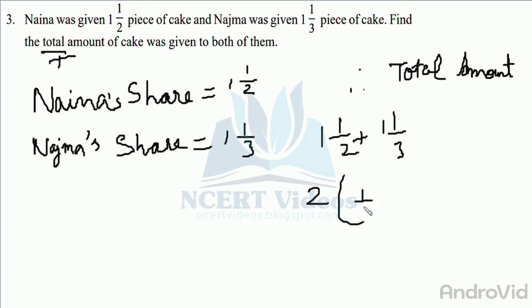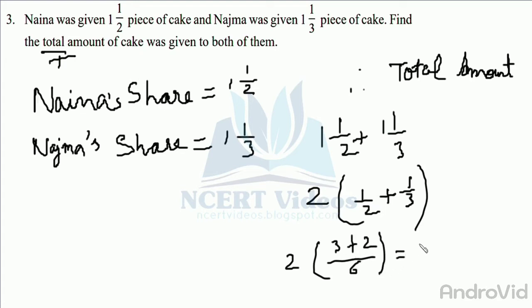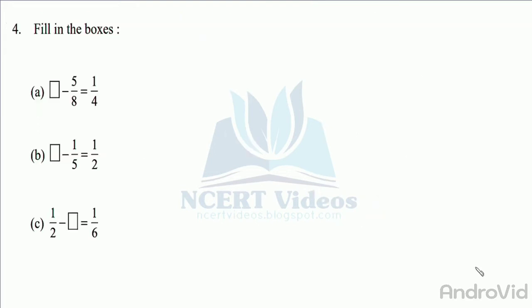Adding the whole part 2 and adding fractions half plus 1/3. 6 would be the LCM. 2 3s are 6, 3 1s are 3 plus 3 2s are 6. So 2 and 5/6 is your total amount.